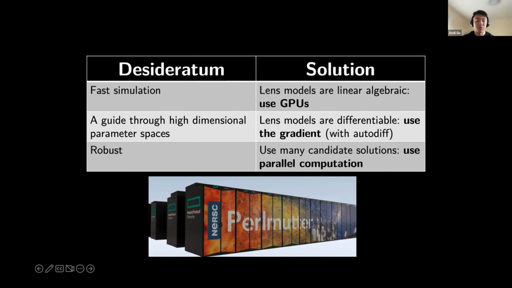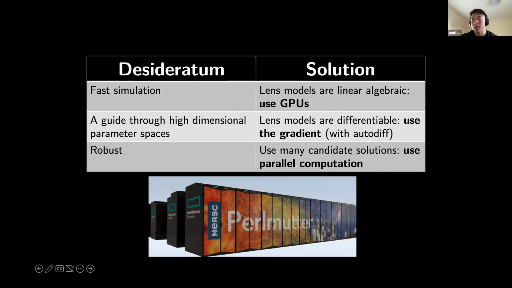So we can easily access the gradient via automatic differentiation, which is a technology that's now widely available in most linear algebra libraries. Finally, we want a robust framework, which means that it produces consistent results across many different runs. So it doesn't fail often, and it also doesn't require us to carefully tune the initialization to get the right answer.